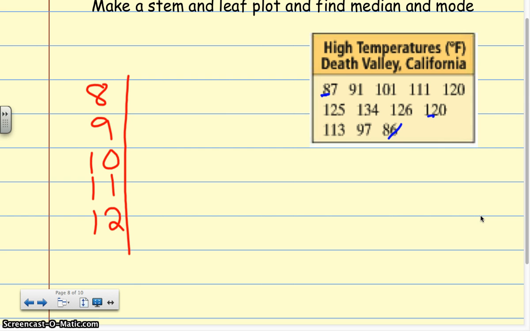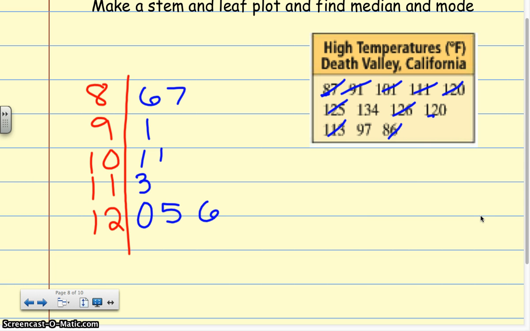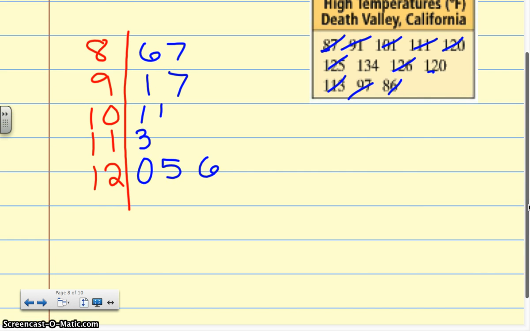So it looks like my smallest is 86, and then I do the 87, then I go down to 91. In my 100s, I have 101 and 111. In my 110s, it looks like I have a 113, and that's about it. My 120s, I have a 120, a 125, and a 126. And it looks like I forgot 97, and then I need one more part of my stem for my 130s. That turns into 134.